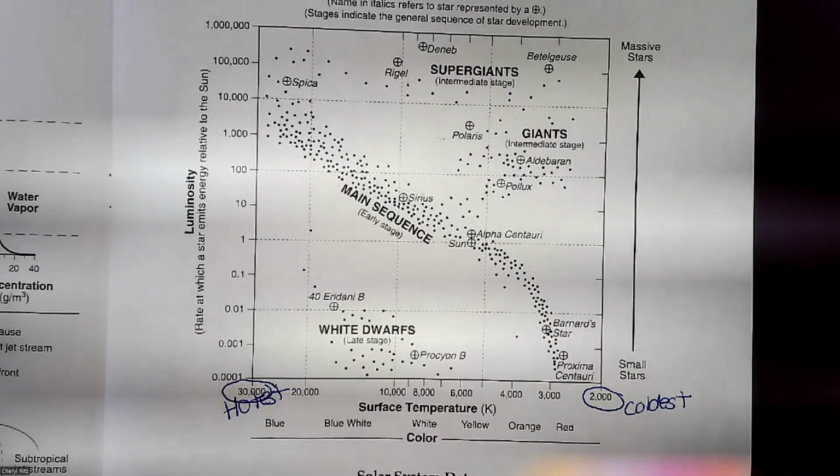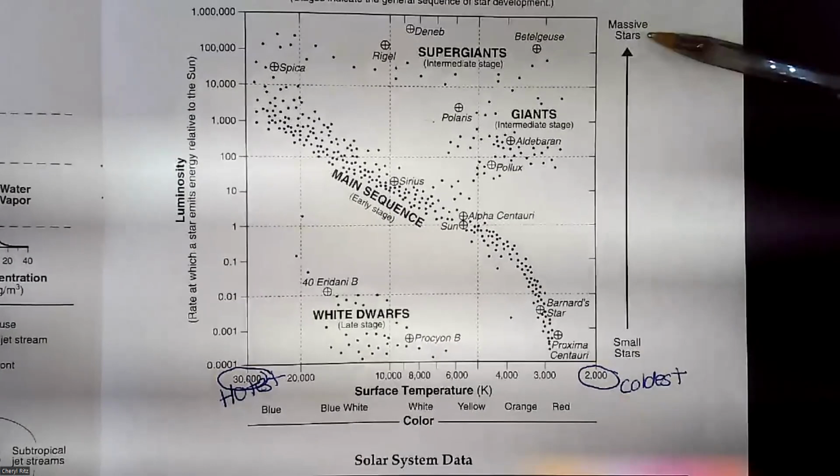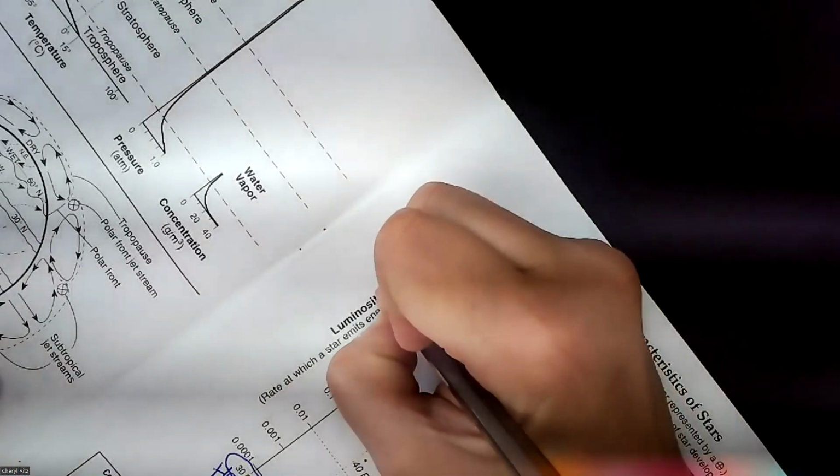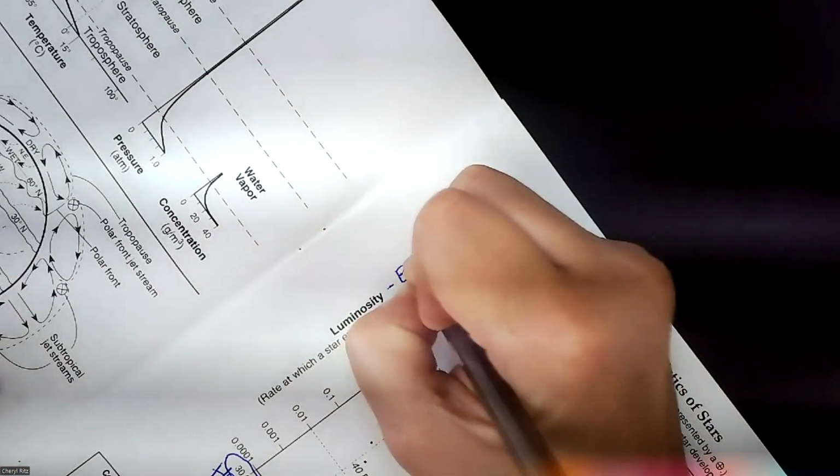Okay, y-axis. There's two separate y-axes, but they're very easy. Over here on the right, going up, it goes from a small star and it grows to the biggest stars on the top. Luminosity, let's label that. What does luminosity mean again? Brightness. Good job.